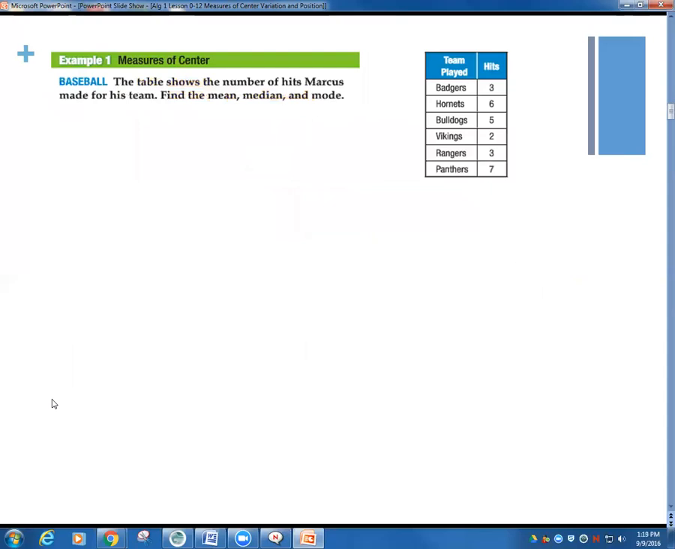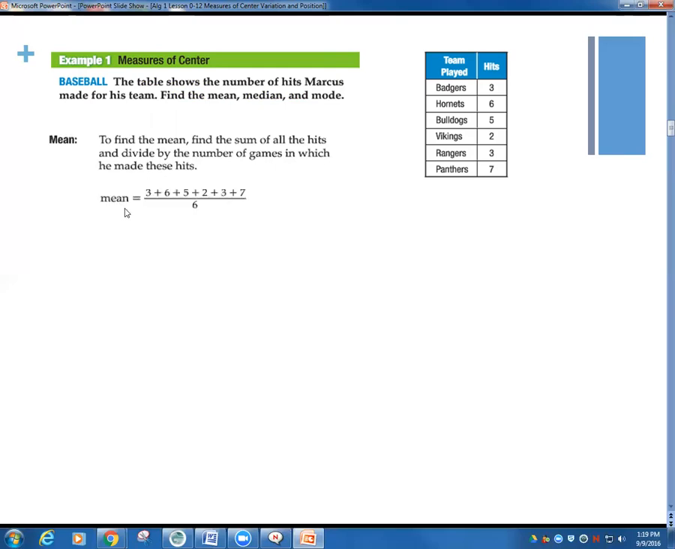Alrighty. So example number 1, the table shows the number of hits Marcus made for the team. Find the mean, median, and mode. So here are his hits. To find the mean, we're going to add them all up and divide by how many there are. So we do 3 plus 6 plus 5 plus 2 plus 3 plus 7. Add those all up. There are 6 teams that they played, so divided by 6. So 26 divided by 6 is about 4 hits.